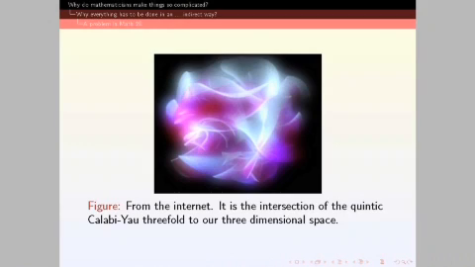So here is the picture of the so-called Calabi-Yau threefold. A Calabi-Yau threefold is a 6-dimensional object, which, as I said, we cannot imagine. But this is the picture I got from the internet. It is the intersection of this 6-dimensional object, whatever it is, with 3-dimensional space. Okay? And the intersection is a 2-dimensional surface.